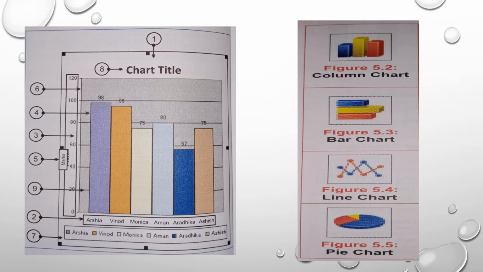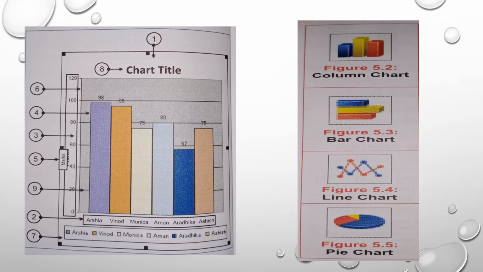Now, first we will see the components of a chart. The various components of charts are here. The first one we can see is the chart area. The chart area includes all the sub-objects and the elements in a chart. The second one is the category axis. The category axis, or the x-axis, is the horizontal axis of a chart.